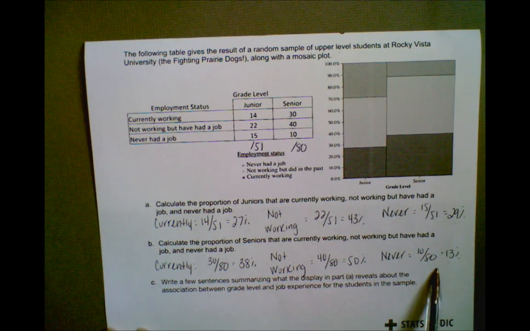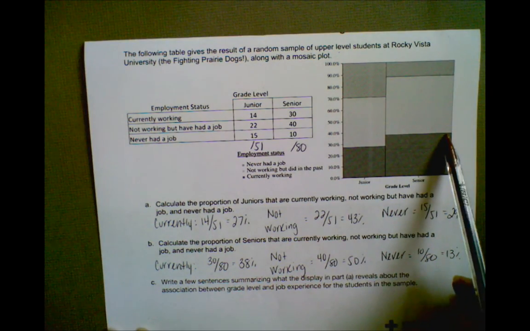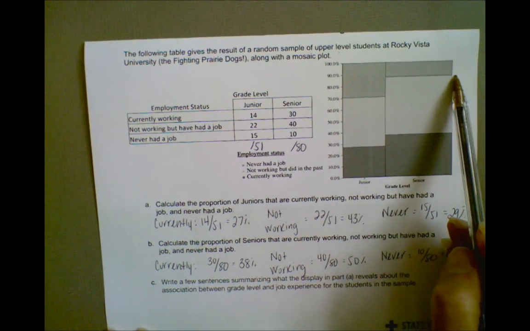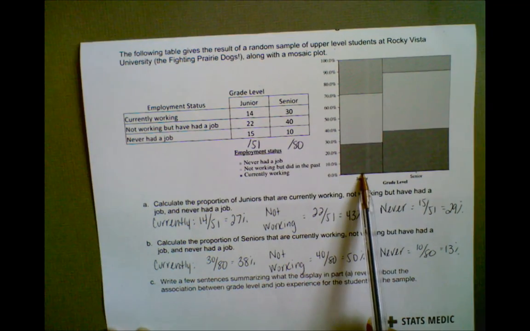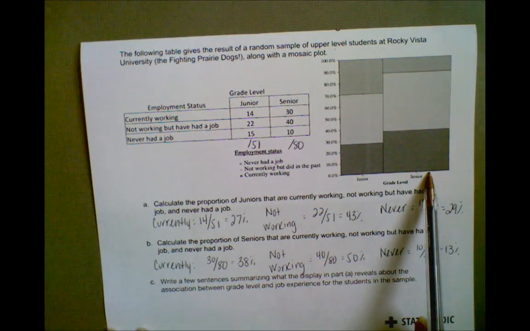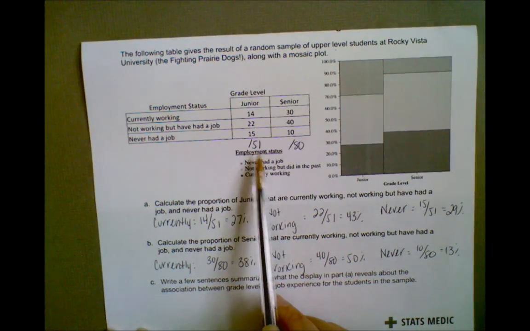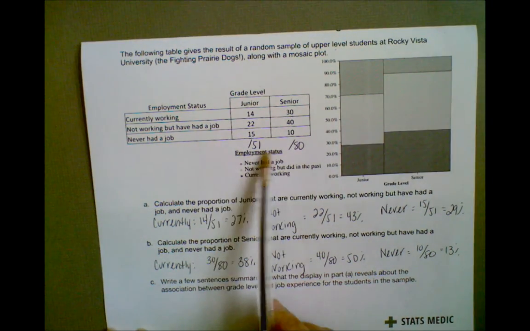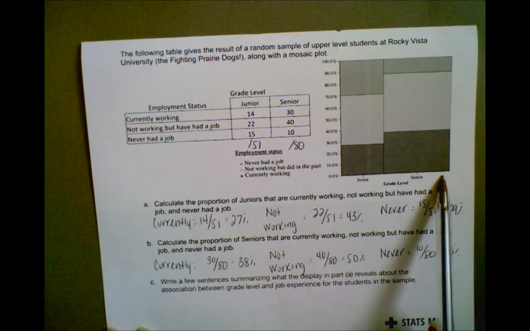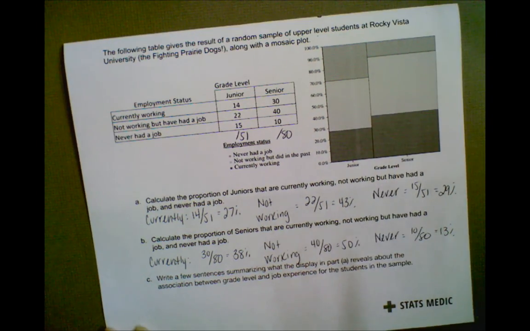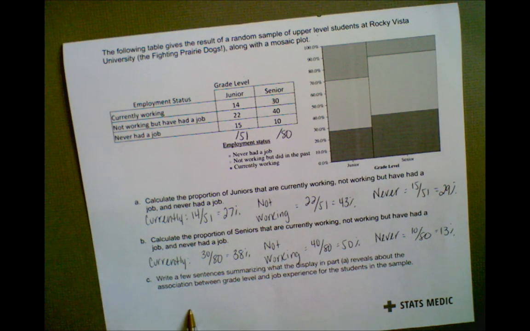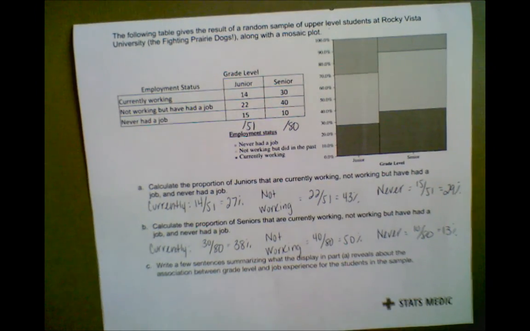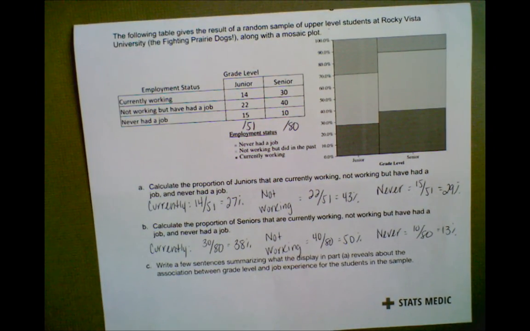And then the same thing down here for the seniors. So the 38% stacked on top of that is the 50%, stacked on top of that is the 13%. This bar is less wide than the senior bar because we had 51 juniors and 80 seniors. So really that breakdown, this is going to be much wider because proportionally speaking, there are more seniors than juniors in the study.